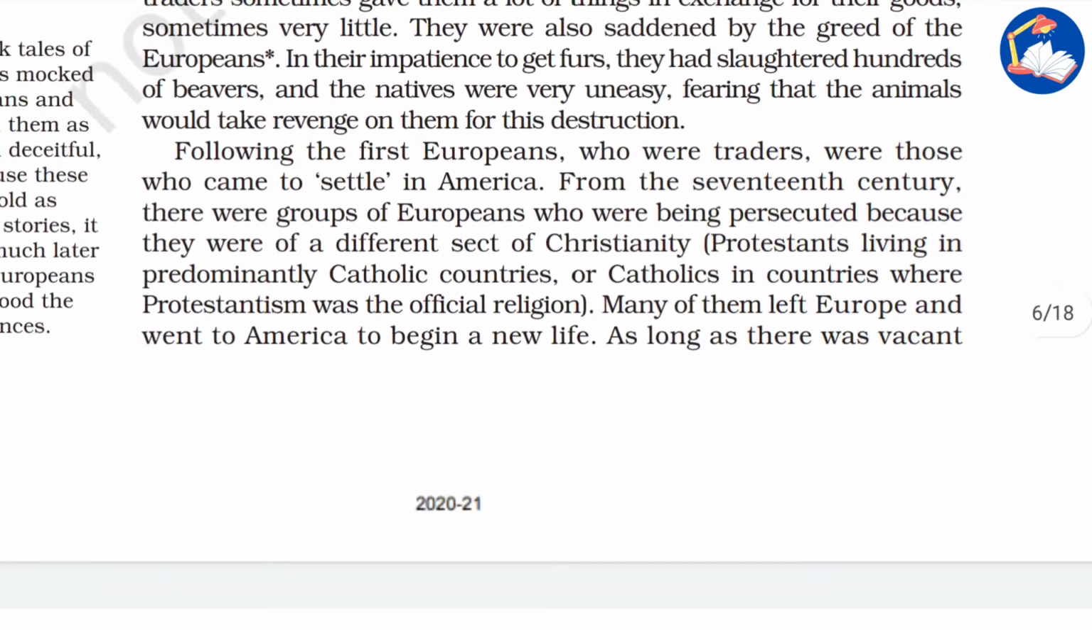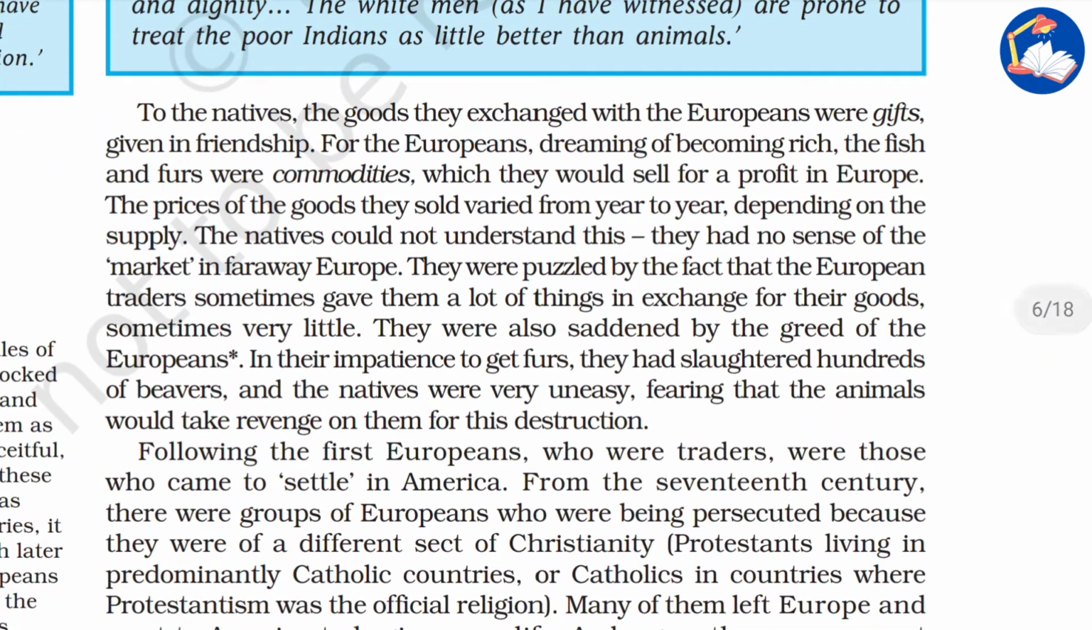To the natives, the goods they exchanged with the Europeans were gifts given for friendship. For Europeans dreaming of becoming rich, the fish and fur were commodities. The natives did not have any greater idea about trade, so goods were exchanged as a matter of friendship.